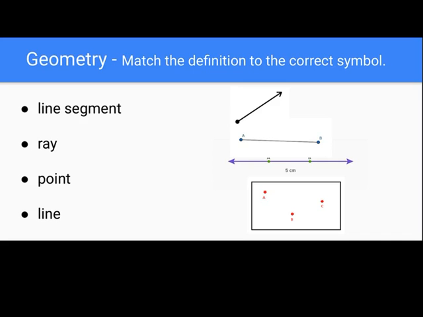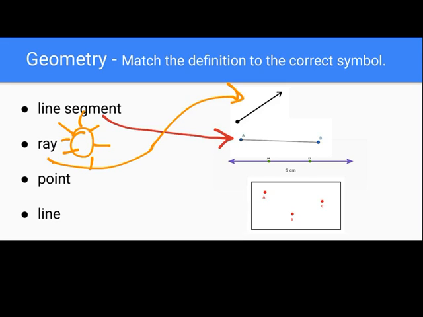Good job. All right. Geometry. A line segment is a piece of a line. It has a start and a stop point. So this is my line segment. A ray. Think about the sun and the rays that come off of it. So this is your ray. It starts at the sun right here at the point and goes out.